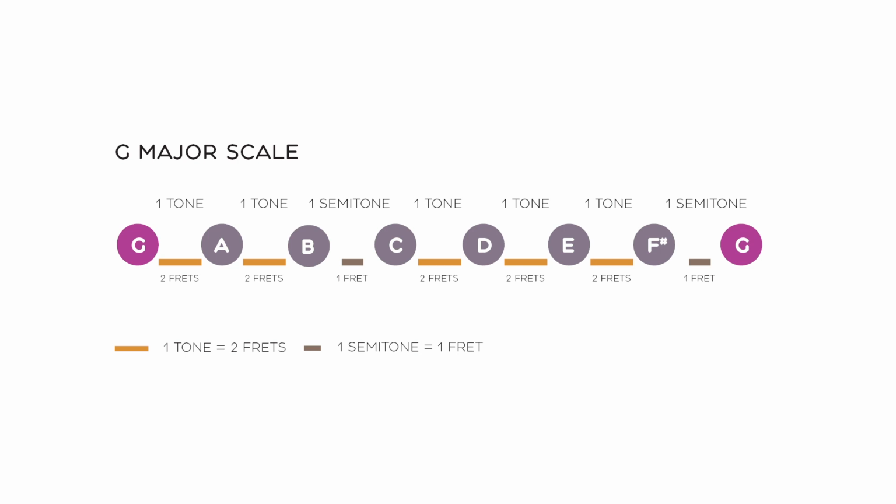So between the first and the second note, which are G and A, there is a whole tone. Between A and B, there is a whole tone again. Between B and C, there is a semitone. Between C and D, there is a whole tone. Between D and E, there is a whole tone again. Between E and F sharp, there is a whole tone again. And finally, between F sharp and G, there is a semitone.